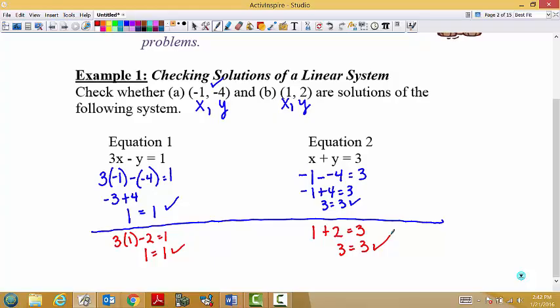If you see my mistake, you need to holler at me and be like, Miss Tucker, you did something wrong here. Let me pause it. I found my mistake. It's right here. That should be a plus sign. -1 plus -4 is not 3. It's -5. Does not equal 3. So this one did not work. This one did. So 1, 2 is a solution to the system.